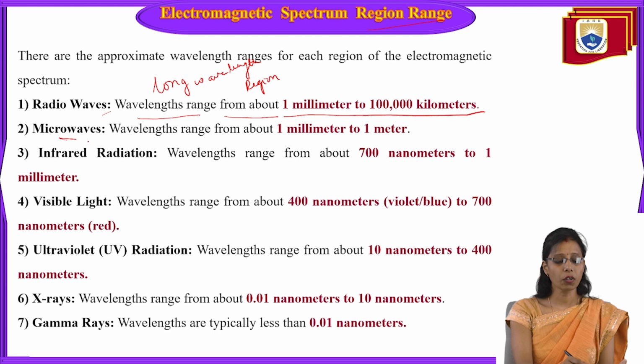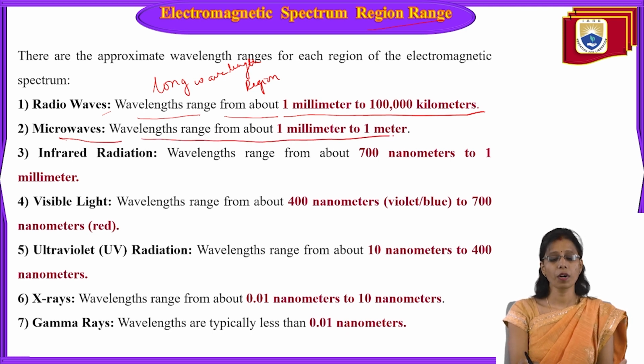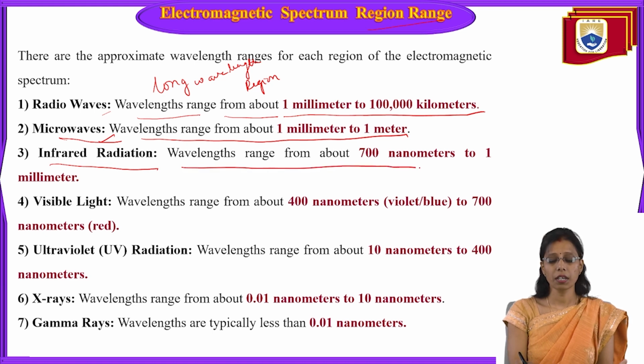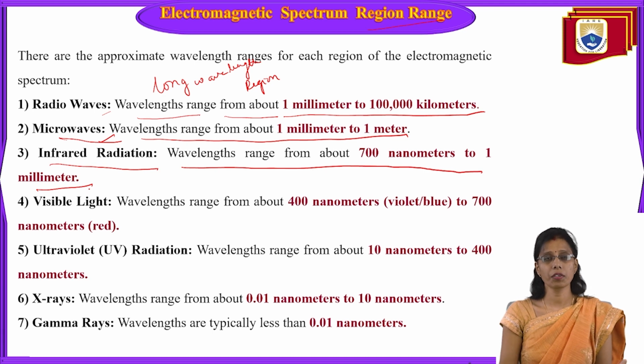Now you have the microwave region. Wavelength ranges from 1 millimeter to 1 meter. So it has all-weather capability, like radar, and will be helpful in this kind of sensors. Next we have infrared radiation, with a wavelength range from 700 nanometers to 1 millimeter.